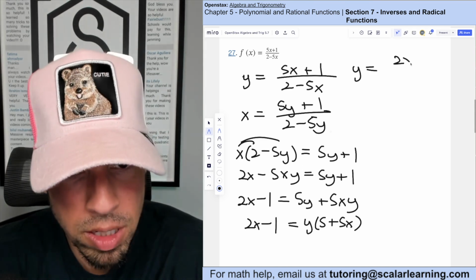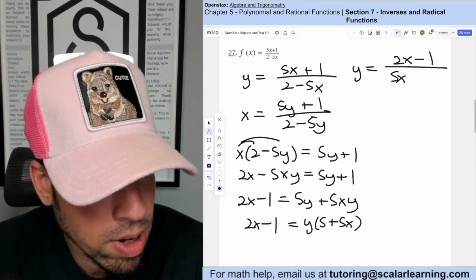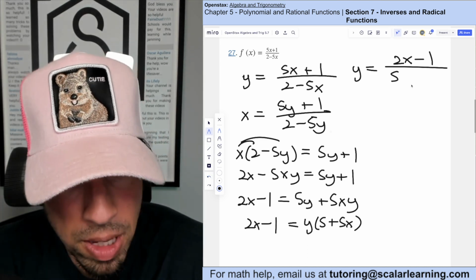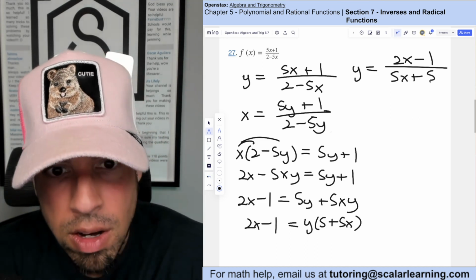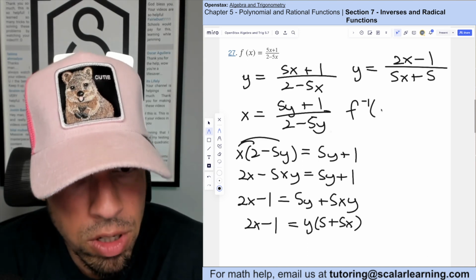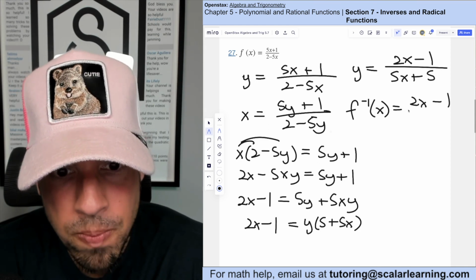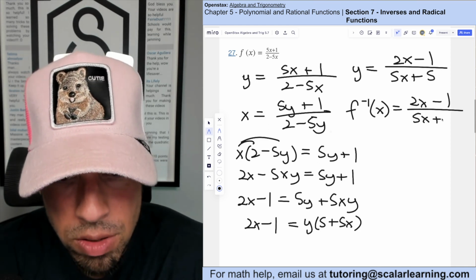That's just arbitrary, but then I have 2x minus 1 on top divided by 5 plus 5x, or I can flip that and make it 5x plus 5. Last but not least, let's do that nice function notation. F inverse of x equals 2x minus 1 over 5x plus 5.